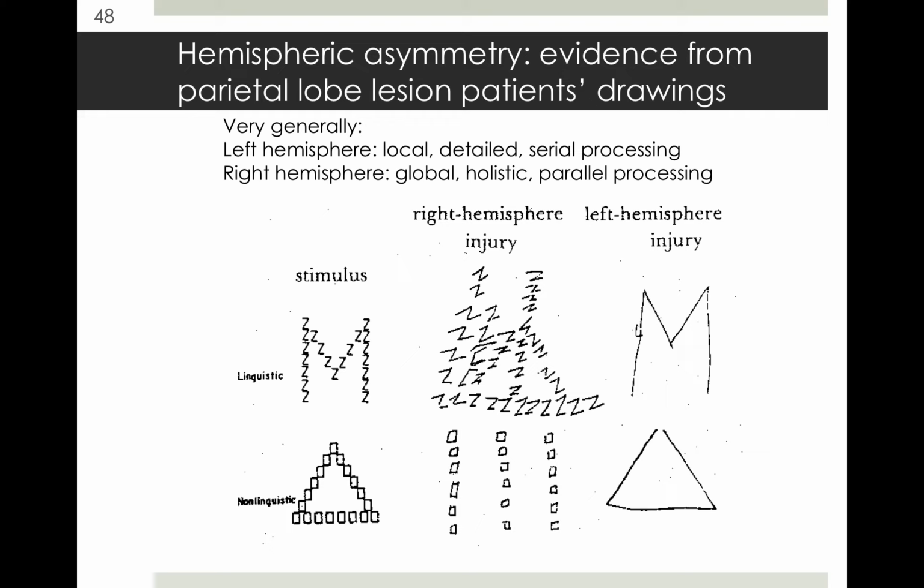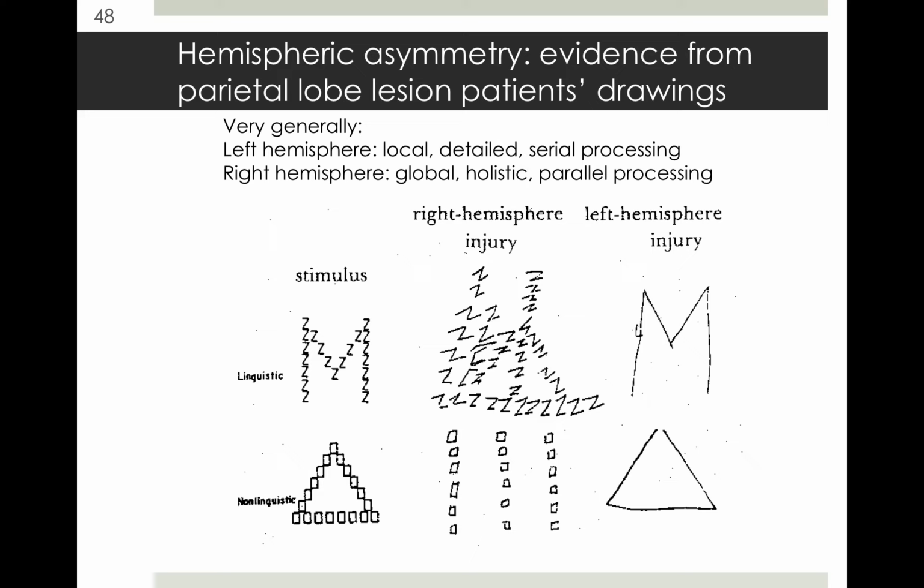Patients with right hemisphere damage end up ignoring the global, whereas patients with left hemisphere damage end up ignoring the local. So people with right hemisphere injury are only replicating the local parts of the stimulus, whereas patients with left hemisphere injuries are only replicating the global aspects of the stimulus and not the local aspects. Yes.